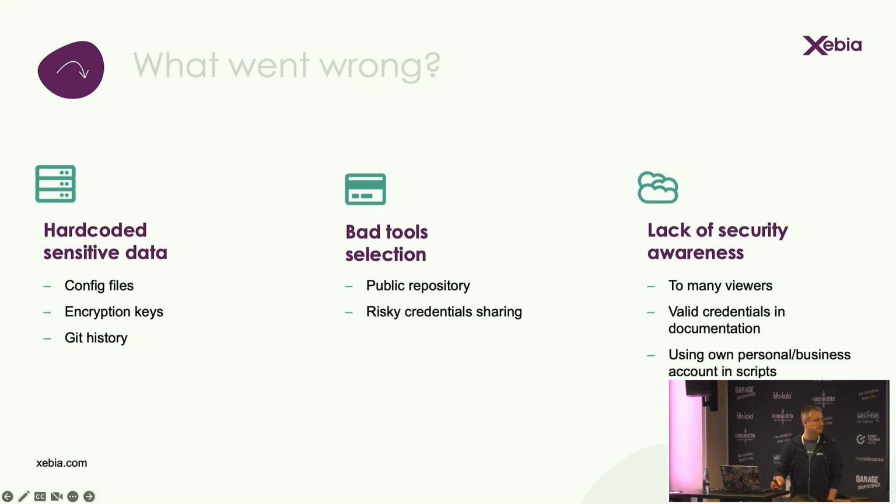Next thing, bad tool selection. As I said, a public repository. It was a help desk app. They are not developers. They didn't know what to use, so they just took the first thing from Google, and they used that. That's why it was public. And they didn't know how to share credentials with whoever may be interested in that, so they just put it in a PDF.